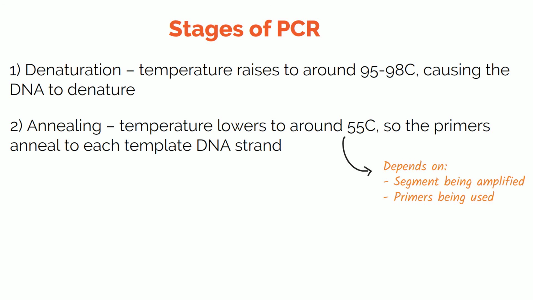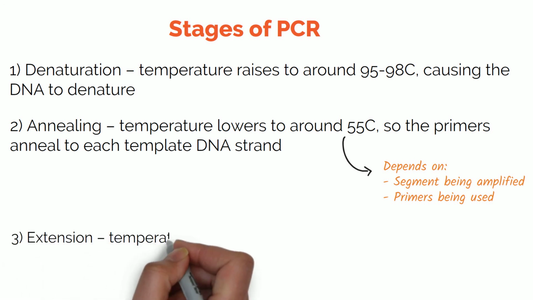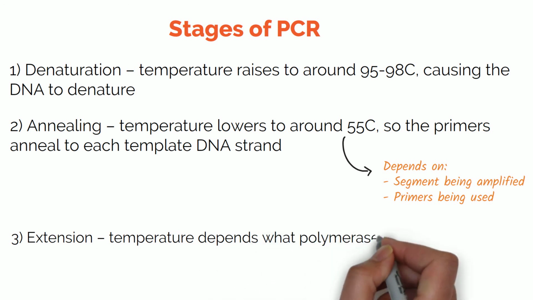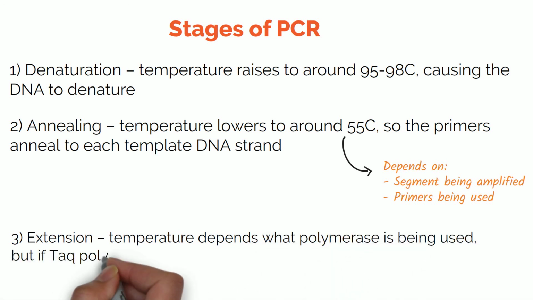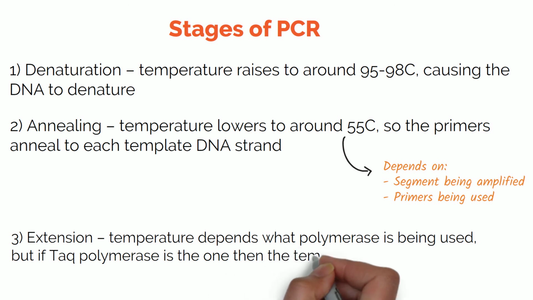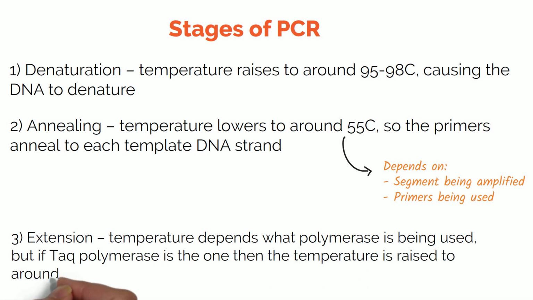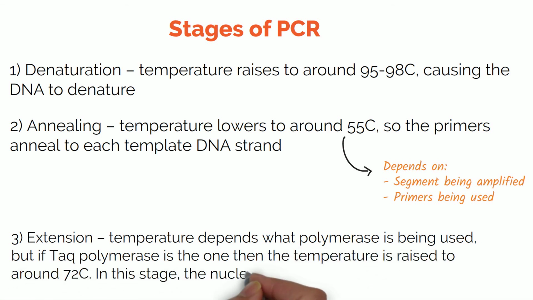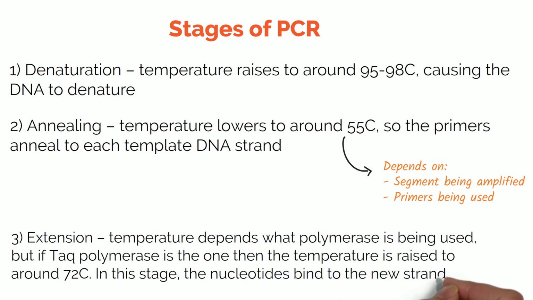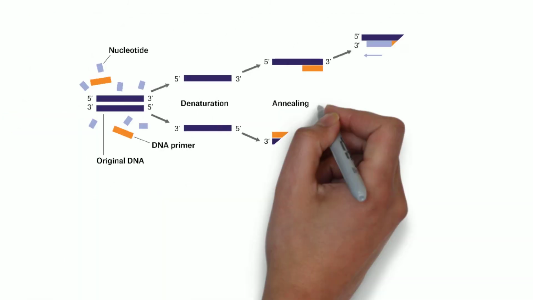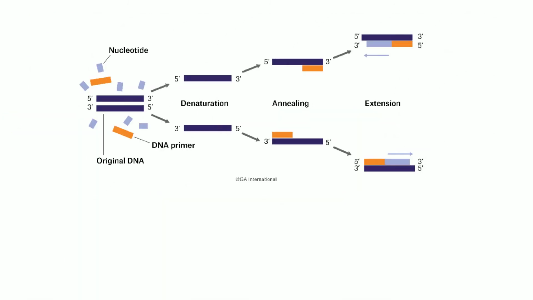The final step is called extension. The temperature of this step depends on what polymerase is being used, but if Taq polymerase is the one, then the temperature is raised to around 72 degrees. In this stage, the nucleotides bind to the new strands of DNA. To find out how many copies you get during PCR, you just do 2 to the power of n, where n is the number of cycles of PCR. So if you've got 20 cycles, you do 2 to the power of 20.